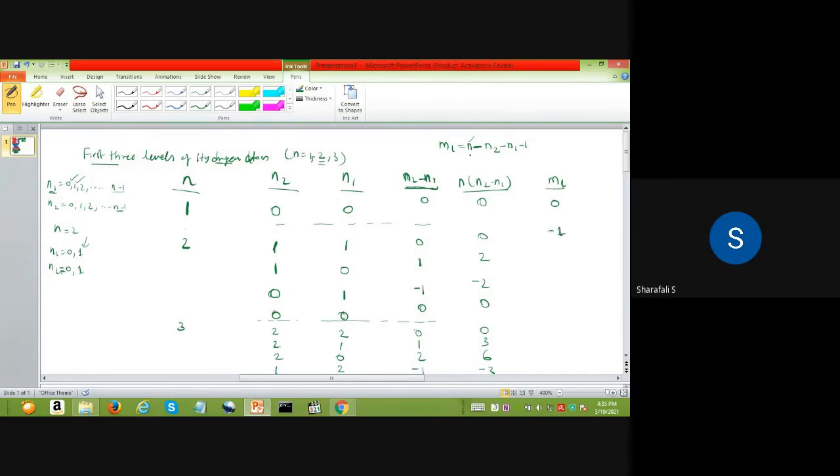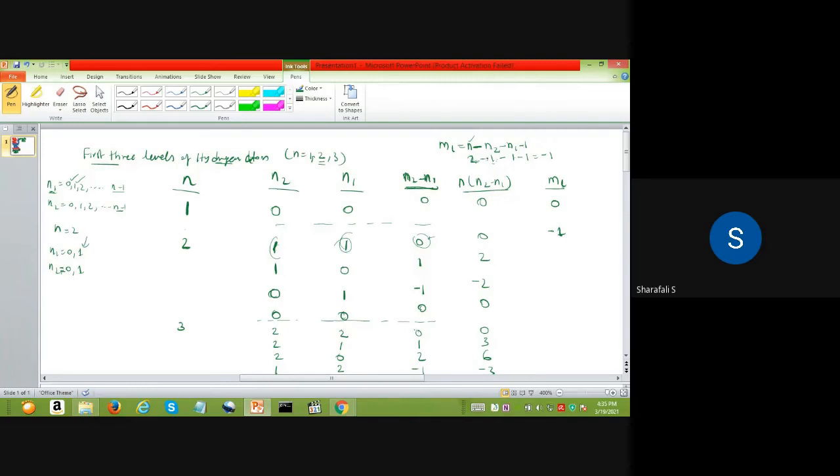How will it come? n is equal to 2. So in the second case, n equal to 2 minus n2, which is 1. So 1 minus n1, which is 1 here. It is also 1. Sorry, this one is not needed. So n is 2, n2 is 1, so minus 1. n1 is also 1, so minus 1. Then again minus 1. So this will give you minus 1. 2 minus 1 becomes 1, 1 minus 1, 0, minus 1.